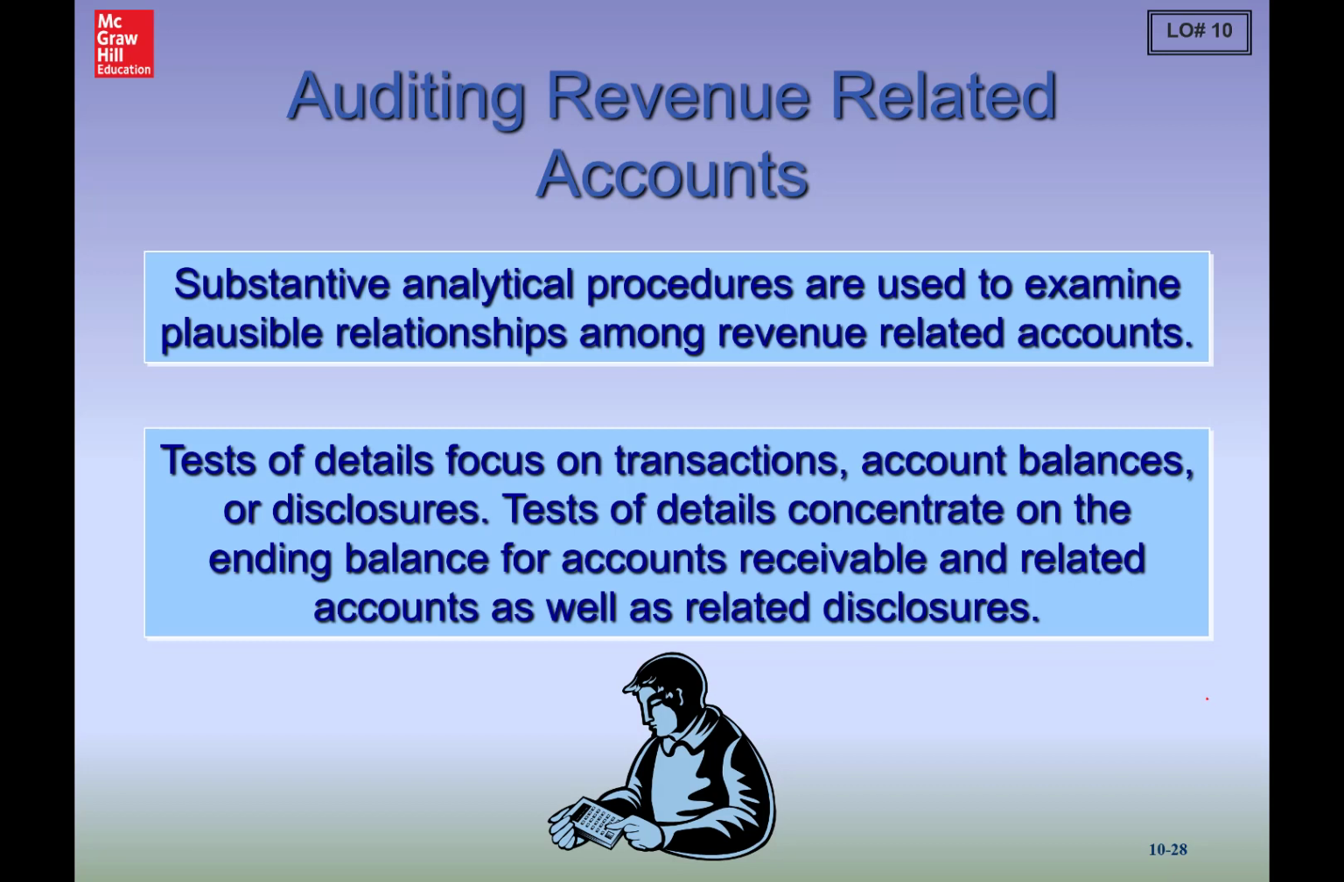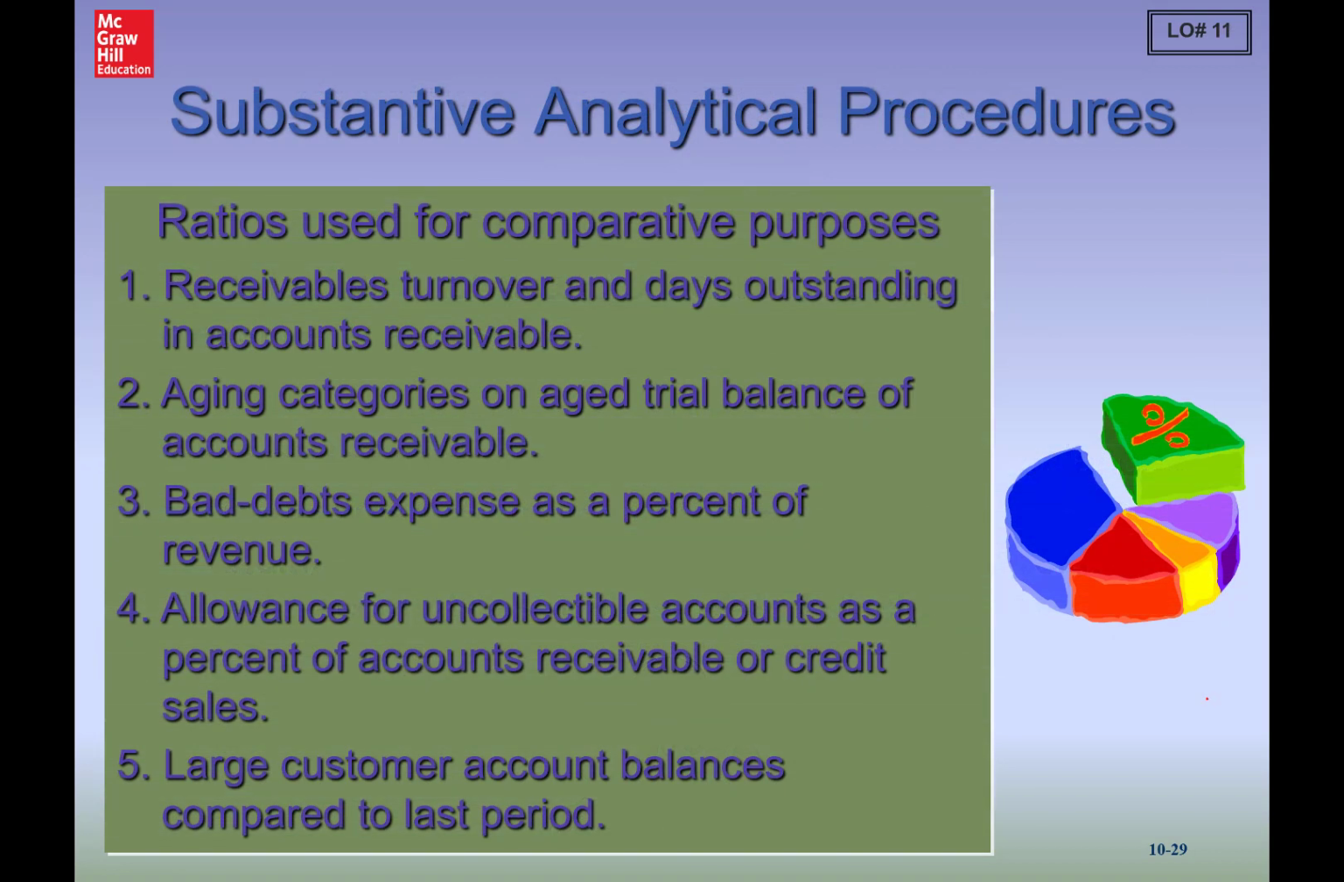Okay? So, we could use substantive analytical procedures. Remember, when we draw that rectangle of substantive procedures, we had some substantive analytical procedures and some tests of details, right? So for accounts receivable, we could do some analytical procedures, but we're always going to probably use tests of details and things like a confirmation. Okay? But they list some examples of analytical procedures over accounts receivable: ratios, receivable turnover, aging categories, bad debt expense as a percent of revenue, how that's changing year over year.